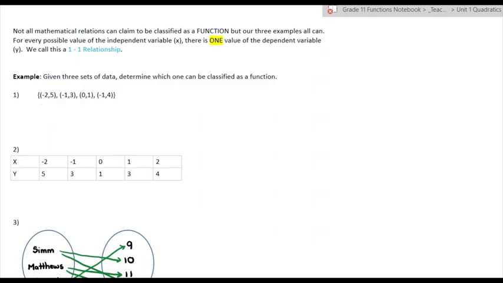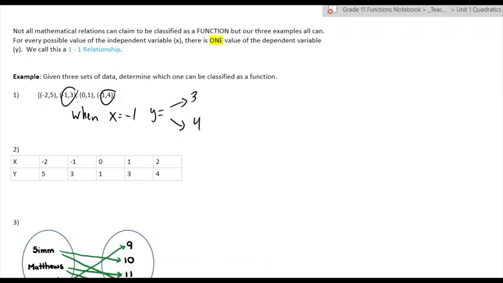So given the three sets of data below, determine which one can be classified as a function. So our first example here, we'll notice that we have x is -2, -1, 0, and -1. We have two x values of -1, which tells us that when x is equal to -1, y is equal to 3 and 4. This does not satisfy the one-to-one relationship for x, as each x value can only have one y value paired with it.